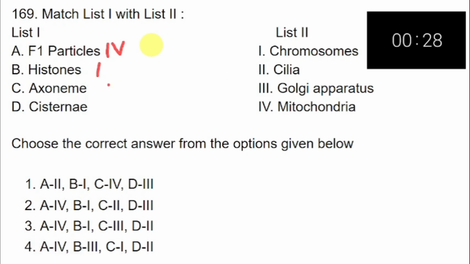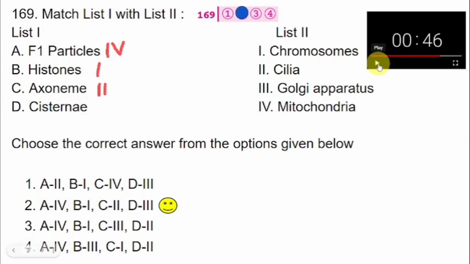Axoneme is structure in cilia. So it is 2. So our answer is option number 2. So mark it on the OMR sheet, and this will be option 2. So now note down the time. This is the time you took to attempt this question.